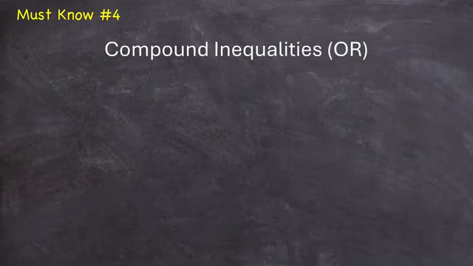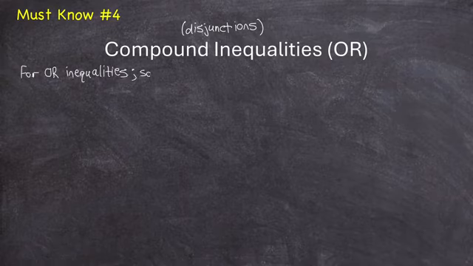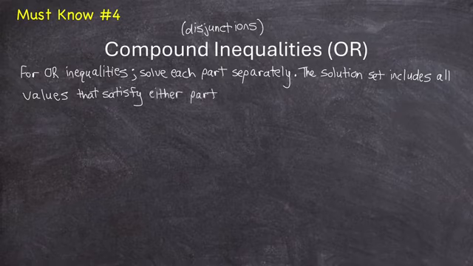Must know number 4: compound inequalities using OR. These types of compound inequalities are called disjunctions. And compound inequalities are just if you're considering more than one inequality at the same time. For OR compound inequalities, you solve each part separately, and then the solution set includes all the values that satisfy either part of the inequality. This is the union of the two sets.